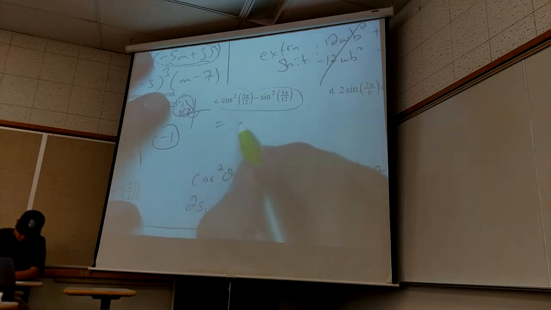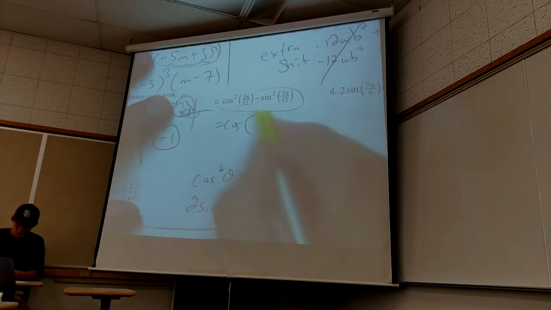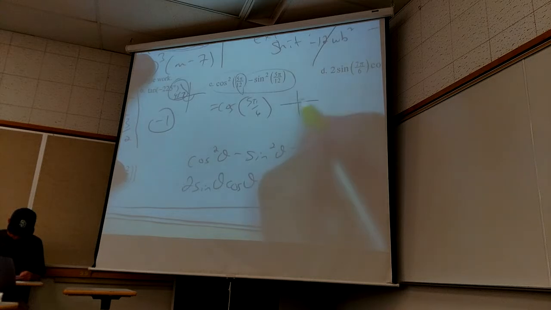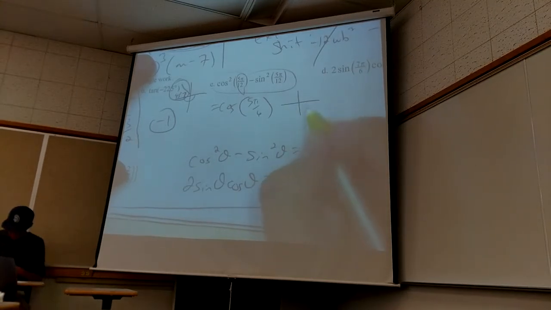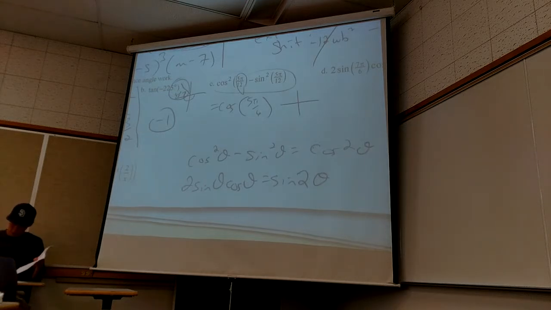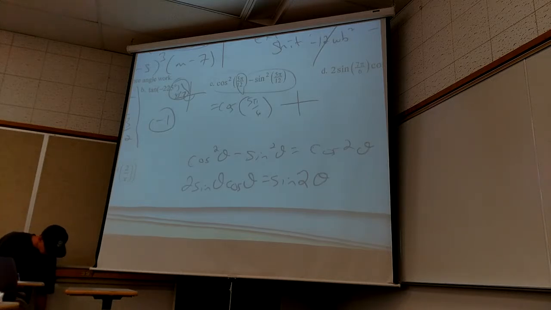So this I can write as cosine of twice this, which of course is 5 pi over 6, an angle you know. Of course, what quadrant am I in? Is everybody cool with that first step? The identity is cosine squared minus sine squared is cosine of twice the angle. So this is cosine of twice 5 pi over 12. This is 5 pi over 6. What quadrant am I in now? Second. Cosine is what there?